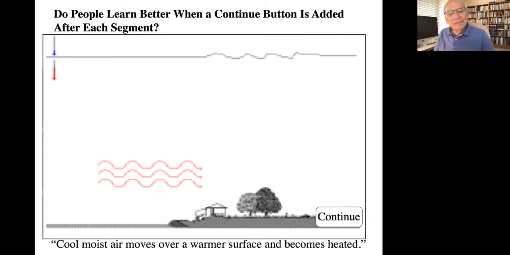So if we go back to this lesson on how lightning storms develop, we broke it into 16 segments. Each one is about 1 sentence long, runs for about 10 seconds maybe. So here's how it starts. Cool, moist air moves over a warmer surface and becomes heated. So you kind of see the animation, you hear the voice, then it stops, and you have to click on the continue key to go on to the next segment.